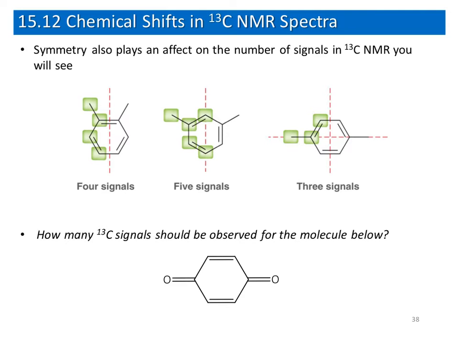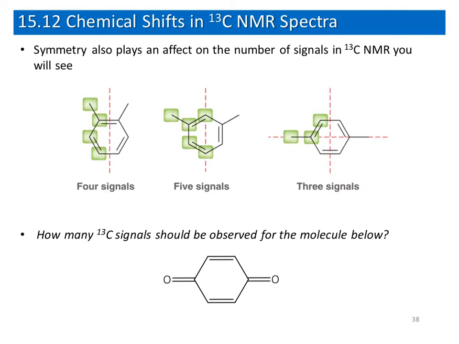Now, as I mentioned, symmetry can influence the number of signals in carbon NMR. Basically, if the molecule has symmetry, the number of signals in carbon NMR is going to reduce. So we have 4 signals in carbon NMR, however, this molecule has 8 carbons. Whenever the number of signals is lower than the number of carbons in the molecular formula, you should always think about symmetry in the molecule.